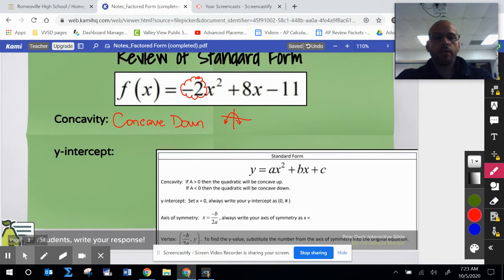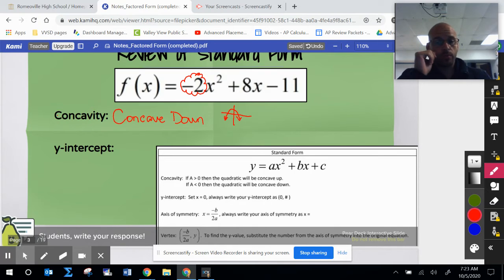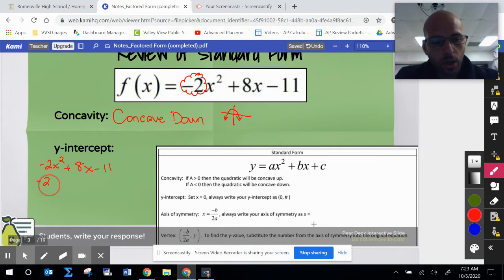Okay. Now, the y-intercept for this, we find the y-intercept the same for every form. I'm going to substitute 0. So again, I'm going to substitute 0 in for x. So if my function is -2x squared plus 8x minus 11, to find the y-intercept, we always substitute zeros in for our x values.